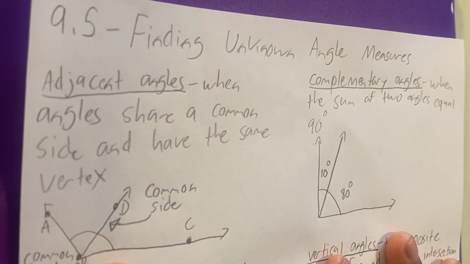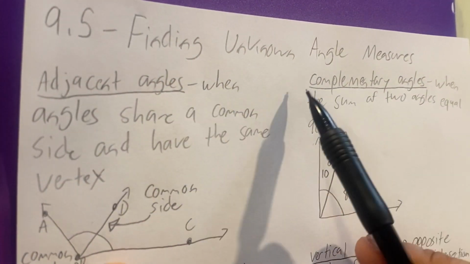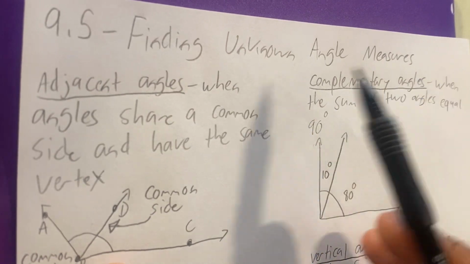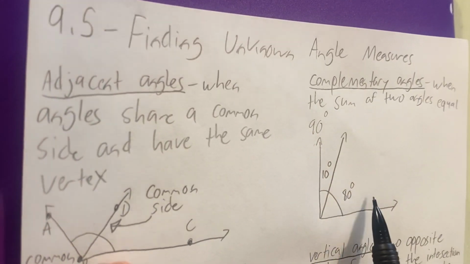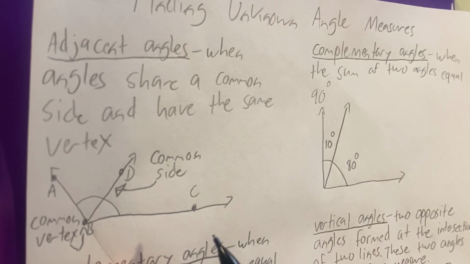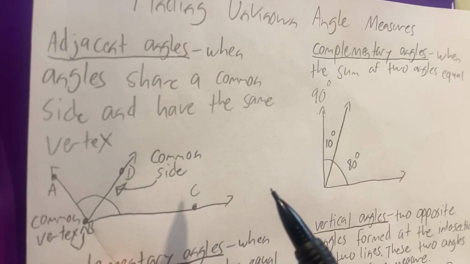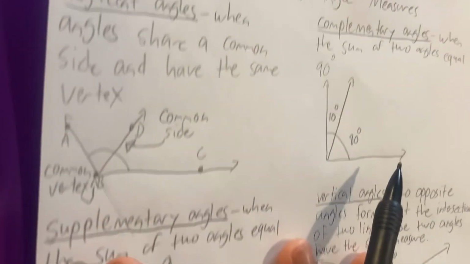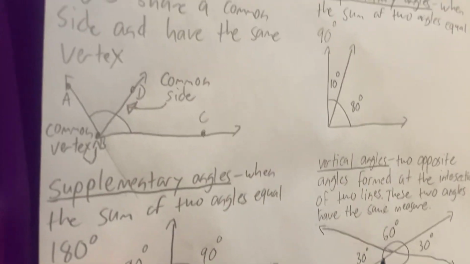This is Mr. S, and today we're going to be finding unknown angle measures. So we're going to be covering all things angles today. So really quickly, as I'm speaking and explaining each of these angle measures, I want you to write them down. Pause it if you need to, but this needs to be in your notebook. So we're going to be focusing on 4 different types of angles today.